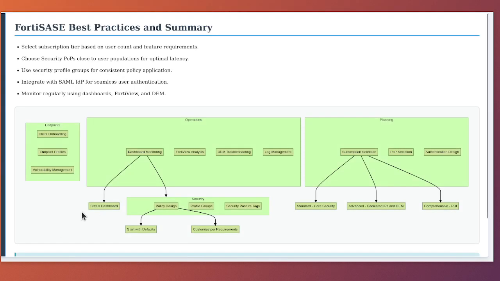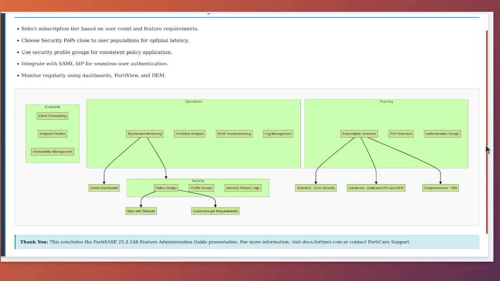FortiSASE best practices in summary. As we conclude this presentation, let me summarize some best practices for FortiSASE deployment and administration. For subscription planning, evaluate your user count and required features to select the appropriate subscription tier. Remember that Standard provides core security, Advanced adds dedicated IPs and full DEM, and Comprehensive includes RBI. Consider FortiFlex for flexible licensing needs.